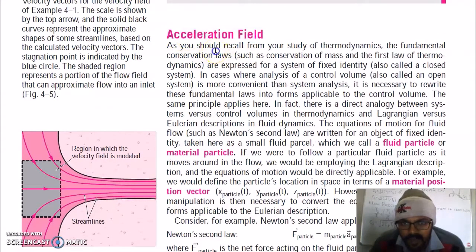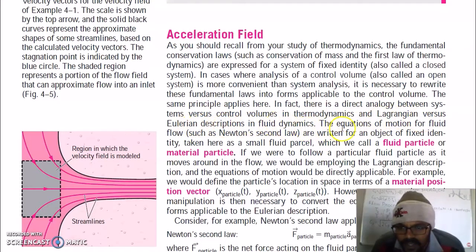As you should recall from your study of thermodynamics, the fundamental conservation laws such as conservation of mass and first law of thermodynamics are expressed for a system of fixed identity, also called a closed system. In cases where analysis of a control volume, also called an open system, is more convenient than system analysis, it is necessary to rewrite these fundamental laws into forms applicable to a control volume. The same principle applies here.